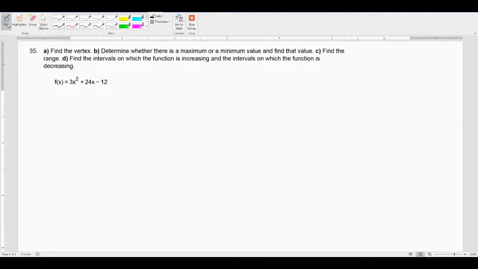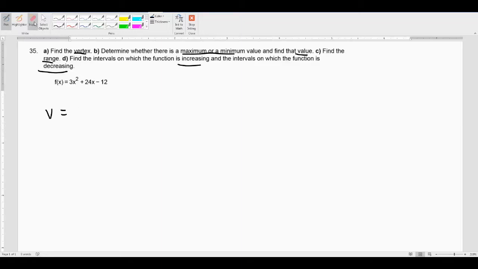In this example, we're going to find the vertex. We're going to determine if there's a max or min. We're going to find that value. We're going to find the range. We're going to find intervals of increase and intervals of decrease. Everything starts with the vertex.